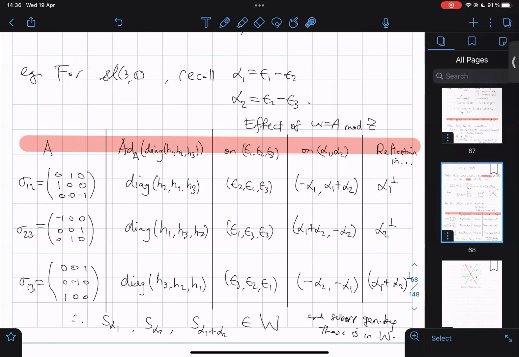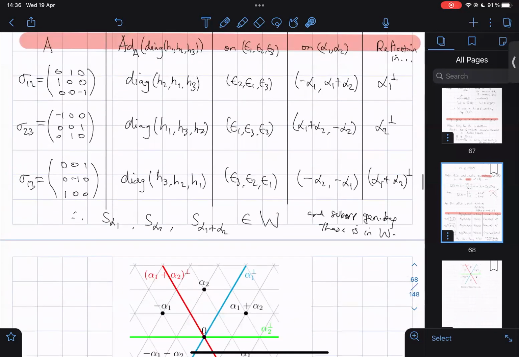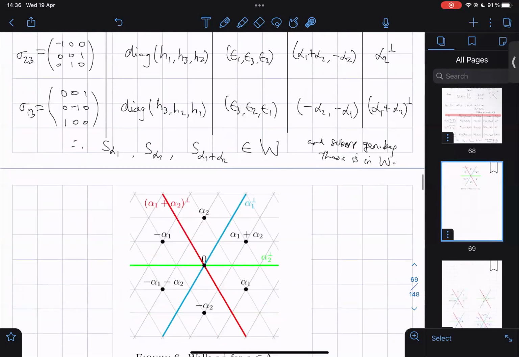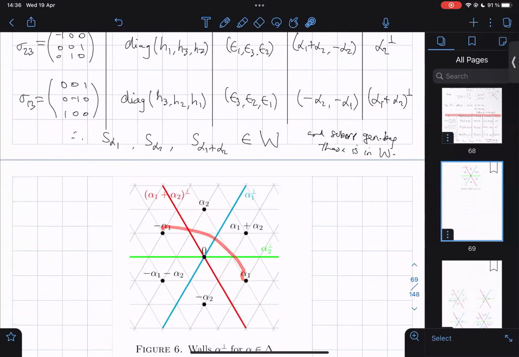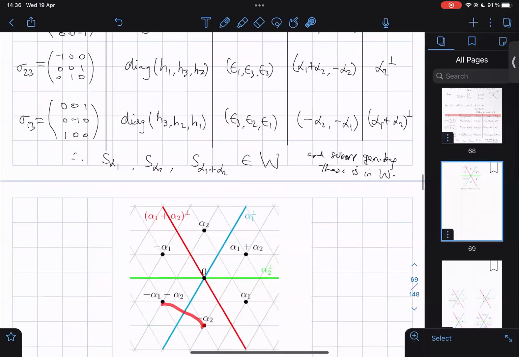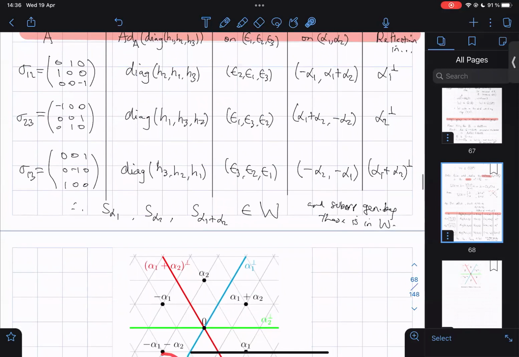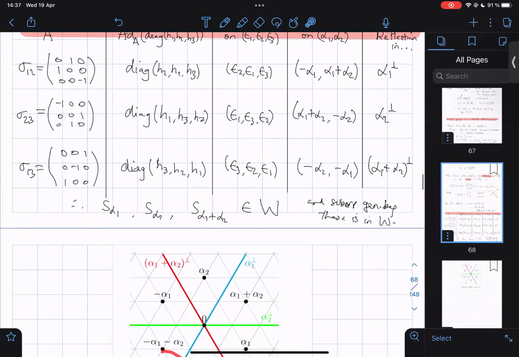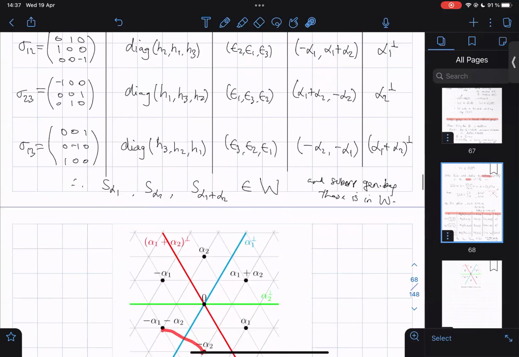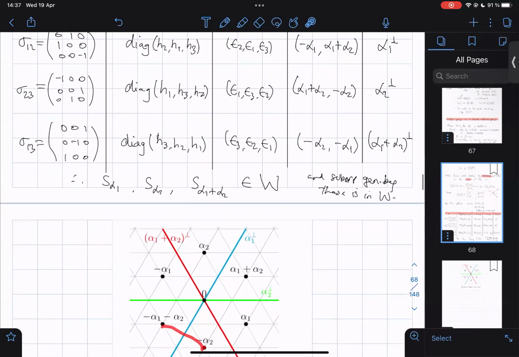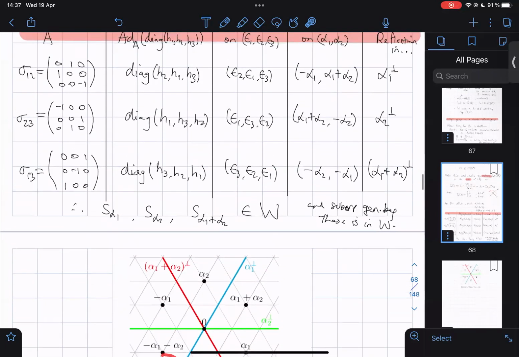Okay, so there's again a little computation here. But actually, let's see, alpha 1, alpha 2 gets sent to minus alpha 1 plus alpha 2. So alpha 1 gets sent to minus alpha 1. Alpha 2 gets sent to minus alpha 1 minus alpha 2. So did I write a mistake? Alpha 1 perp. Where's alpha 1 perp? Sorry, I think that's a mistake. Sorry about that.